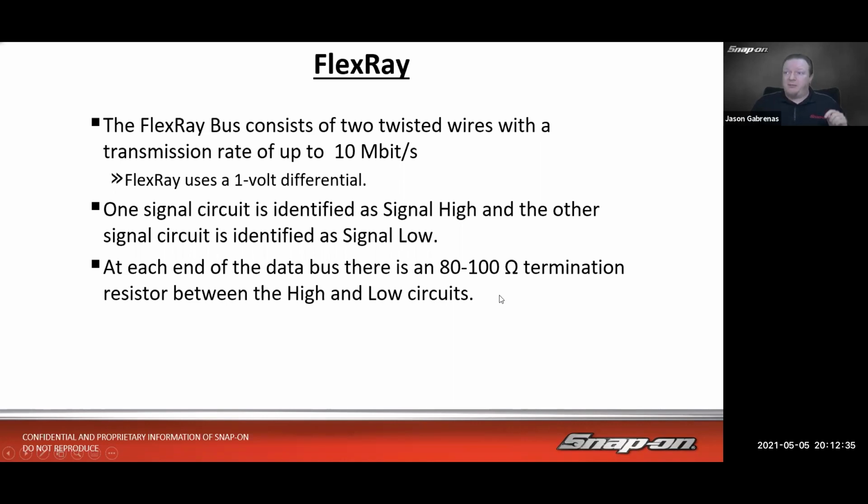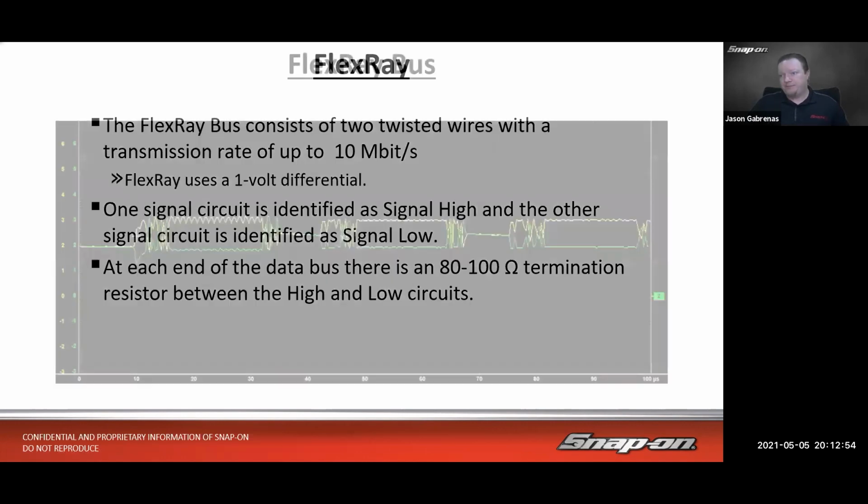And another thing about FlexRay that's not mentioned on this slide, but there can be redundancy depending on how the manufacturer has it set up. So I could have 2 identical sets of FlexRay lines, wires, and if one fails, the other one can take over. So there can be redundancy built into the system. It isn't always, but there can be.